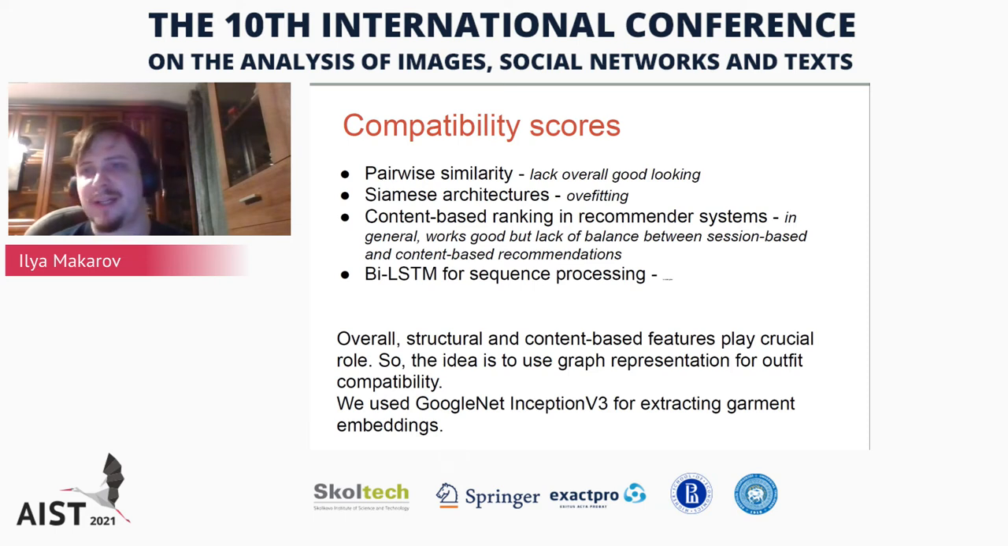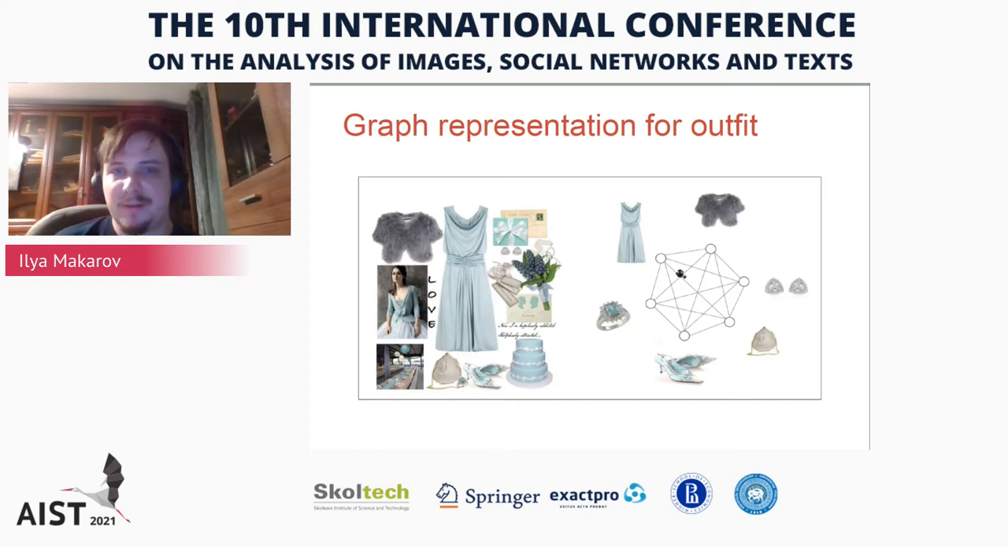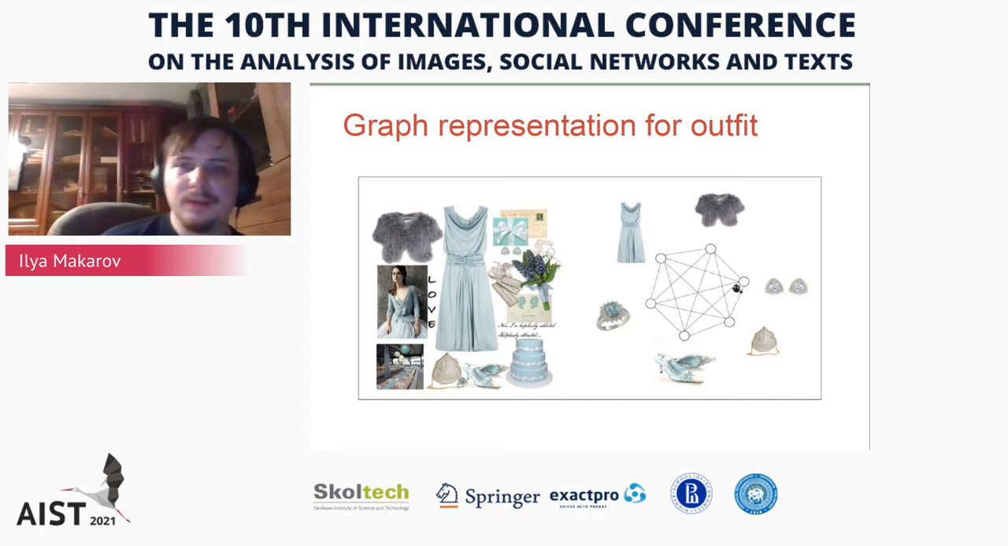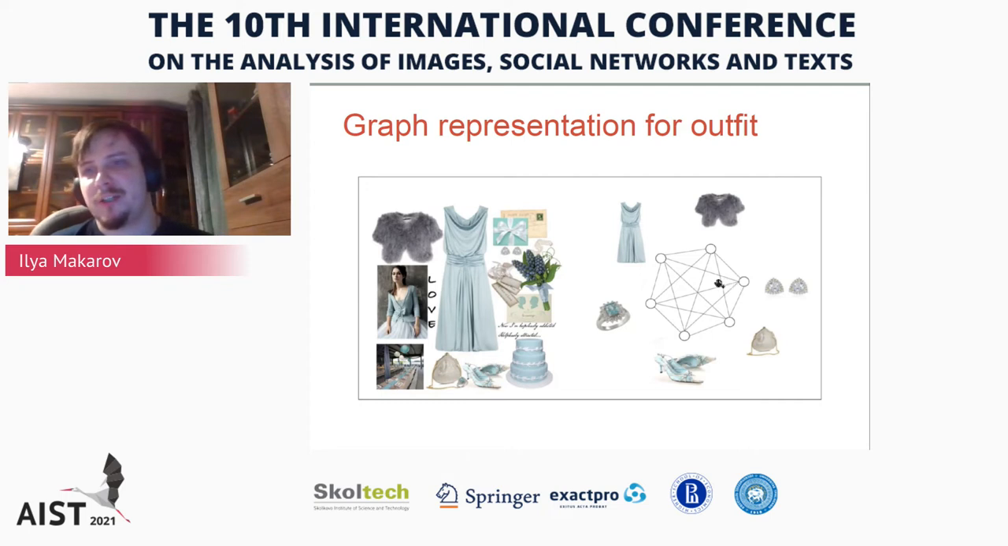So in our study, we decided to limit ourselves to visual features alone for garments, and for them we use the GoogLeNet Inception V3 architecture for extracting garment embeddings. Then for each outfit, we extract garment IDs and basically construct a graph in which two nodes representing garments are connected if they appear in some of the outfits.